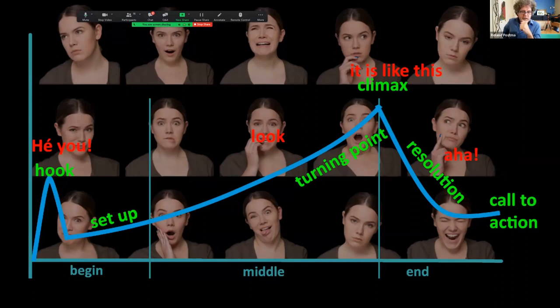First, you have to get attention. Hey, you there, look, and you tell a story. It is like this. This is the conclusion. This is the solution. This is what I want to tell you. Aha. So give them some time to get their aha.